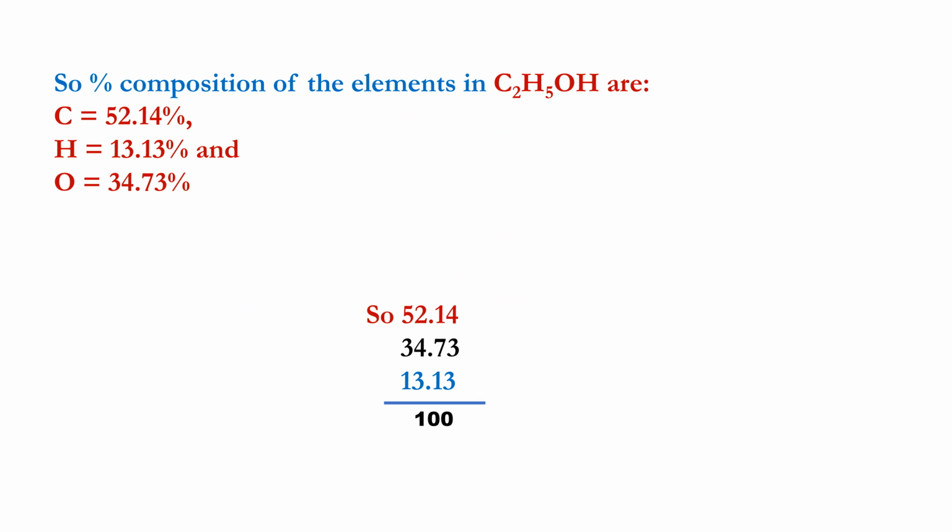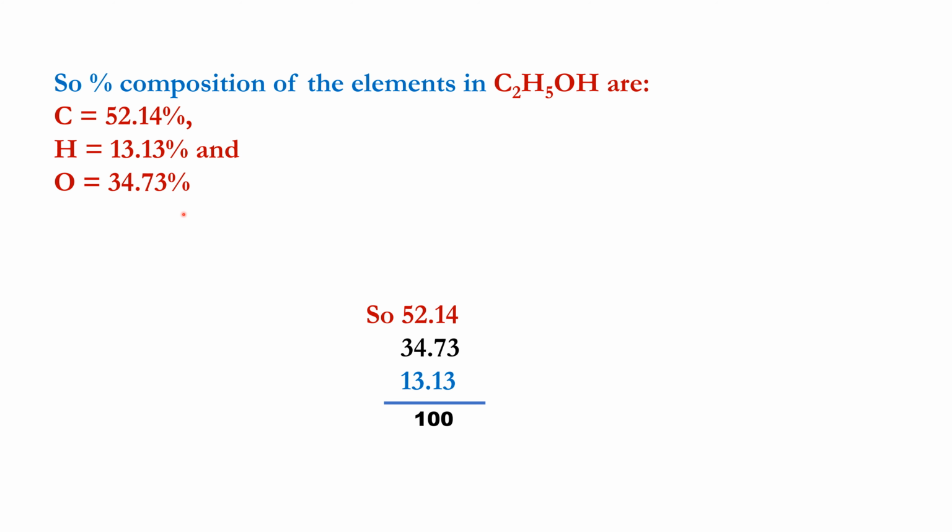Okay, so the percent composition of the elements in ethanol are carbon 52.14%, hydrogen 13.13%, and oxygen 34.73%. We calculated all these percentages from the previous slide.